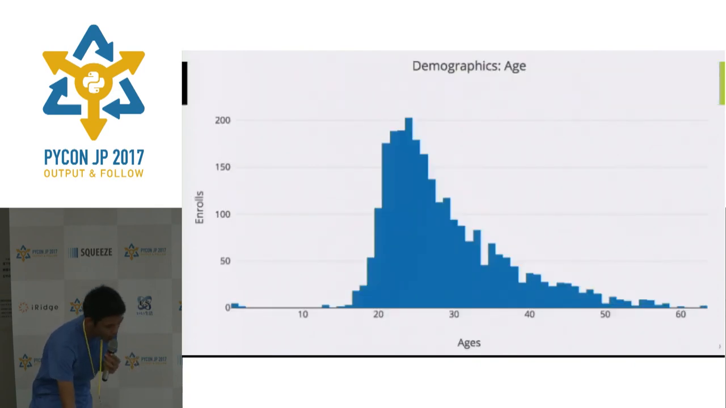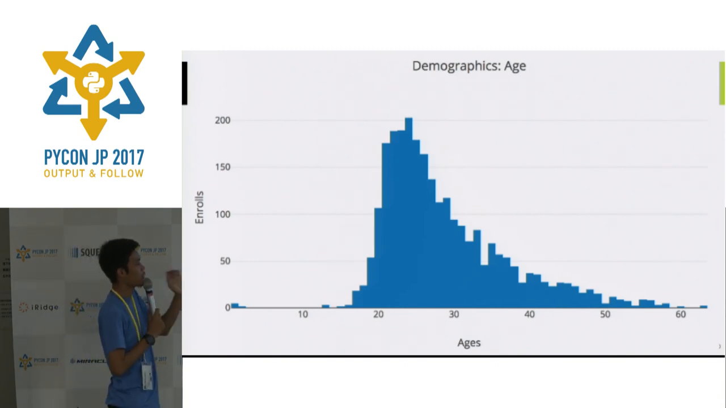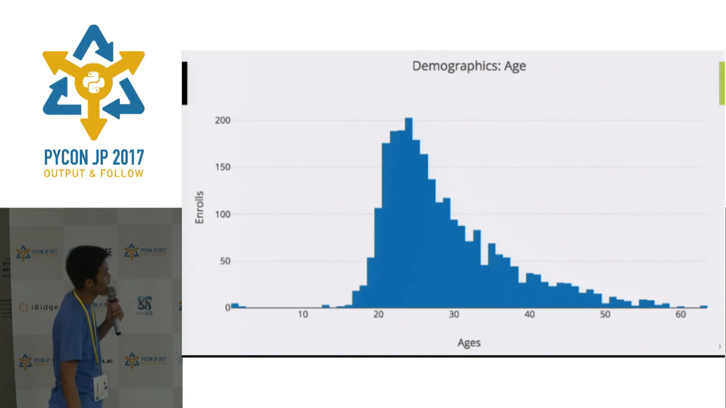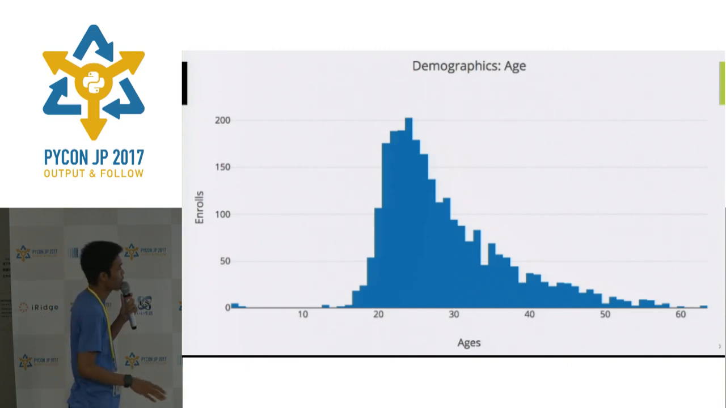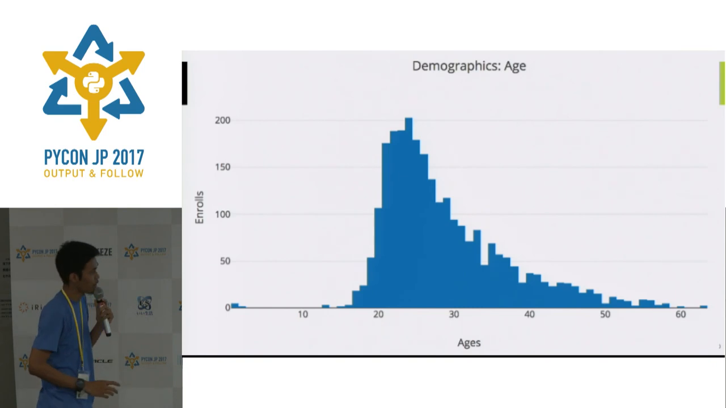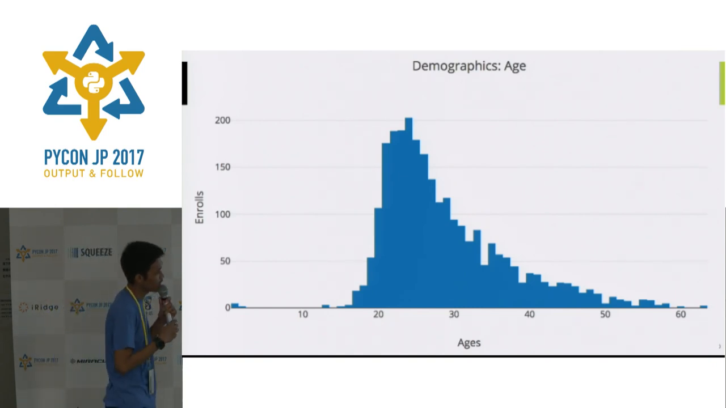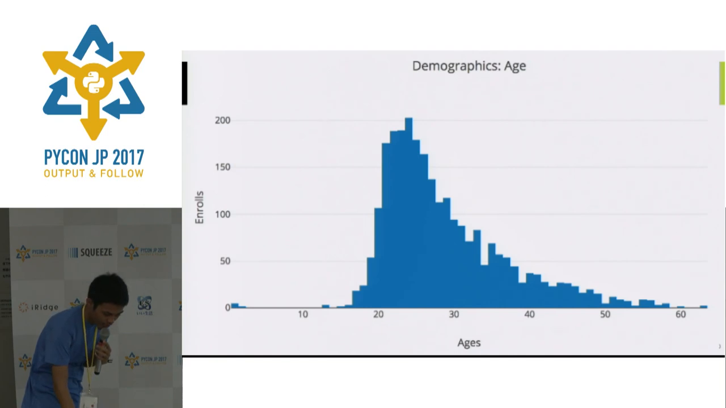Okay. This is what we get from the course that I said before, like the average age. So we can see that the users with the average age of 25 are more interested in the startup course, and the users from the higher age, like 40 or 50, do not really have a good interest in the startup course in Indonesia.